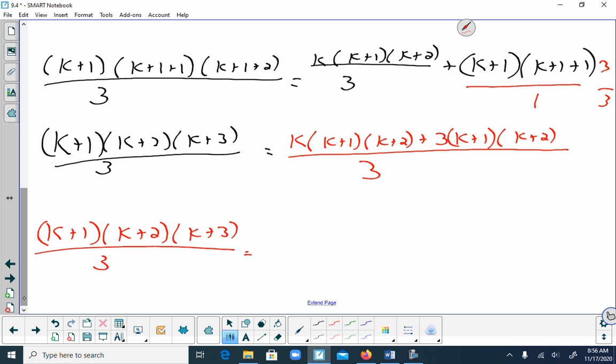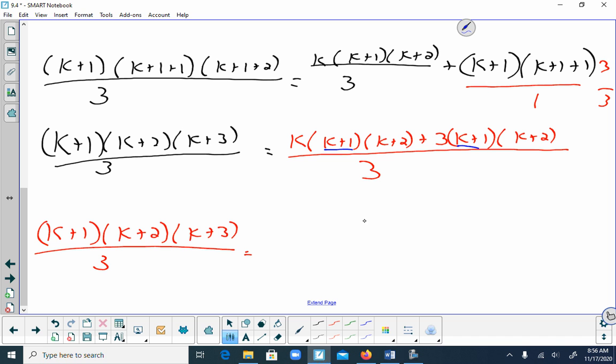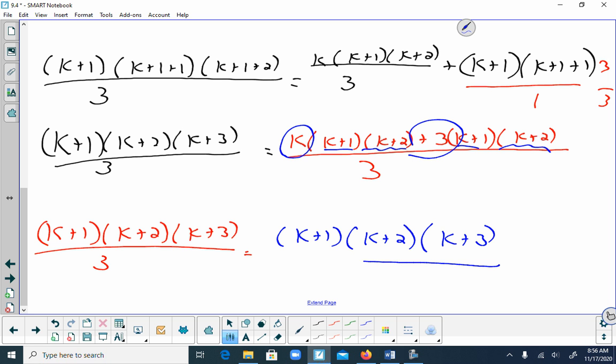Right side, I can see that I can factor out a k plus 1. I can see that I can factor out a k plus 2. And what I'm left with is a k plus 3. And that's all over 3. So now I made the left side look like the right side, and I am done.